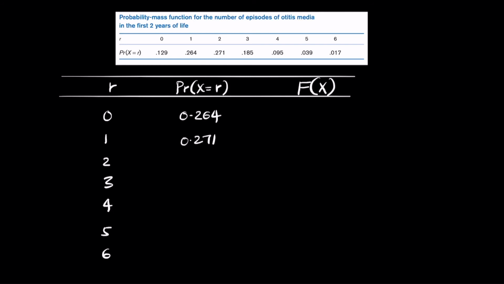In this, let's take a small table so that it becomes easier to understand. Let's take r, probability of x equal to r, and f of x. Let's write down the values 0, 1, 2, 3, 4, 5 and 6 and 0.264, 0.271, 0.185 and 0.095. Next you have 0.039. I think I might have missed some values. Sorry.